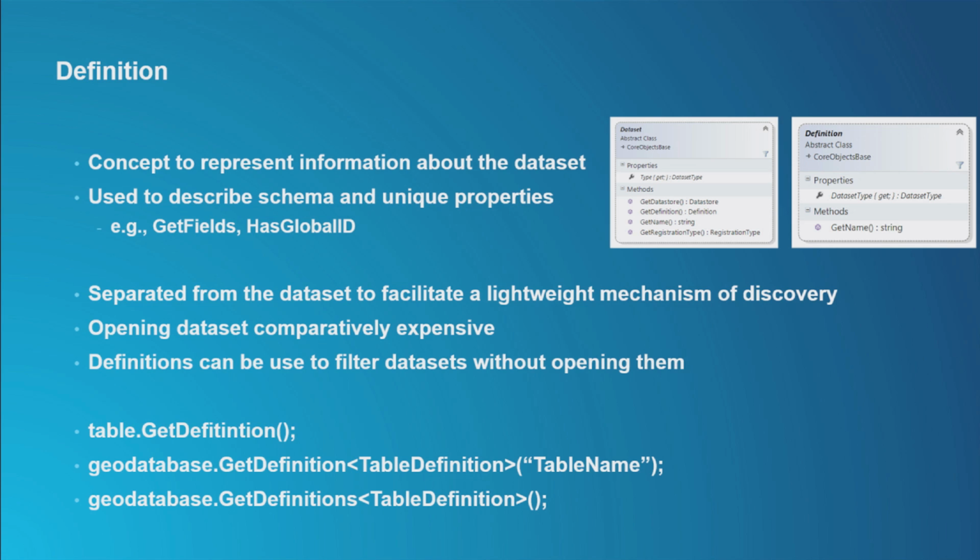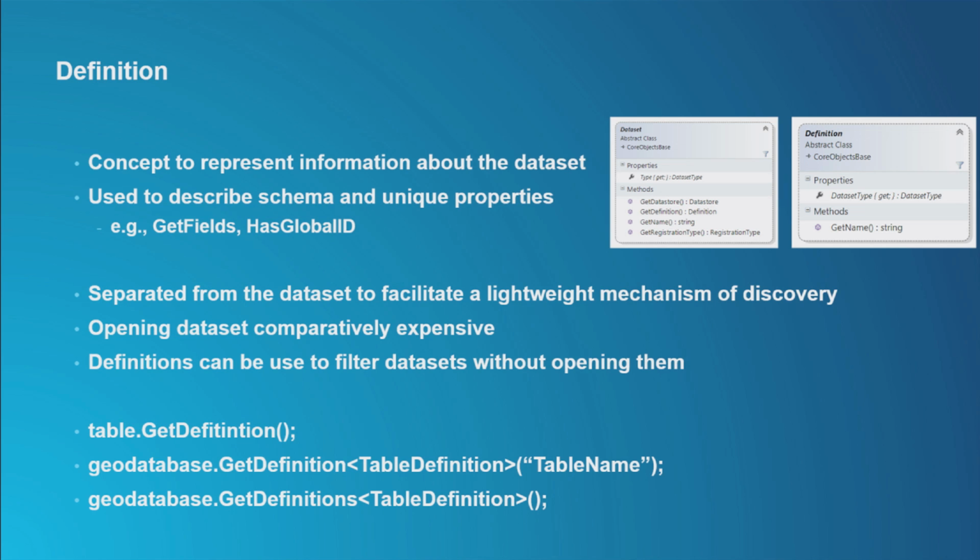The next thing I'd like to talk about is definitions. So in the ArcGIS Pro Geodatabase API, we have datasets, which are the open object, and we have definitions of those datasets. And the definition is where we store the information about those datasets. So things like, what are the fields in the dataset? Or does the table support global IDs?